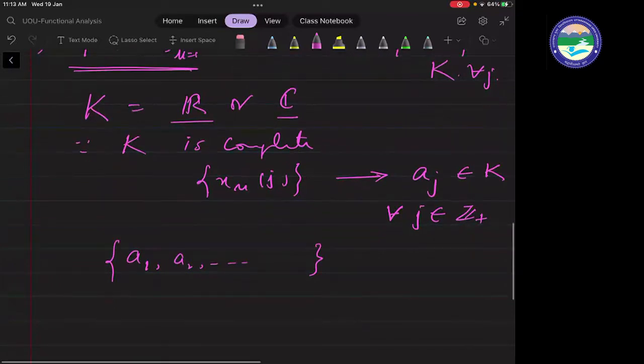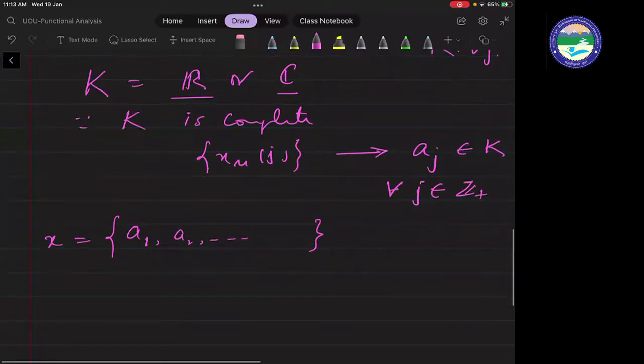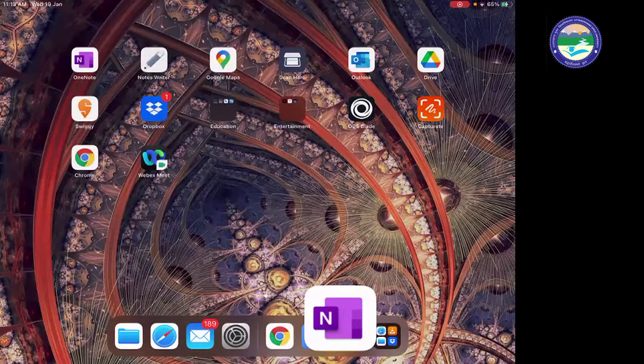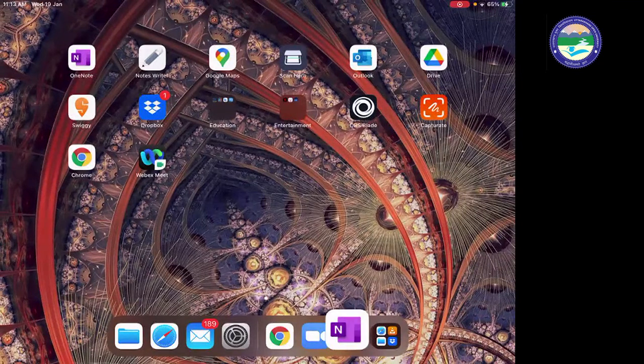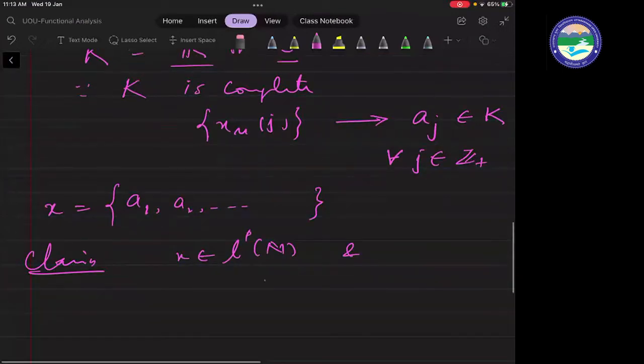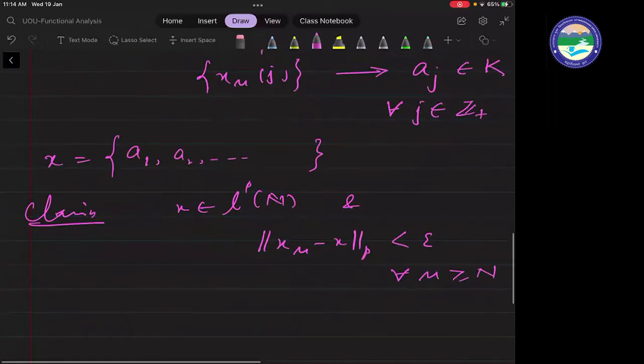So this means you are getting a sequence, call it x. Now our aim is to show that this sequence x belongs to LP N, and norm x mu minus x p is less than epsilon. So this means, for all mu greater than or equal to some n. So we will prove this.